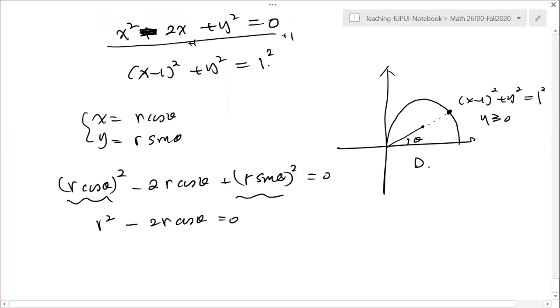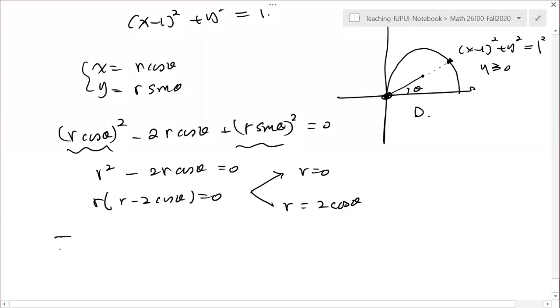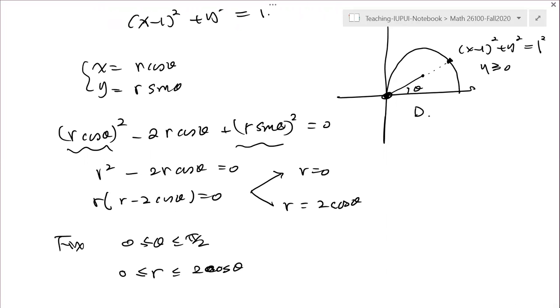All right, so now you have r times (r minus 2 cosine theta) equals 0. So you have two solutions: r equals 0, that gives this point, and r equals 2 cosine theta. So the largest possible value for fixed theta: r is between 0 and 2 cosine theta, for theta between 0 and pi over 2. Okay, so now it's pretty clear, right?